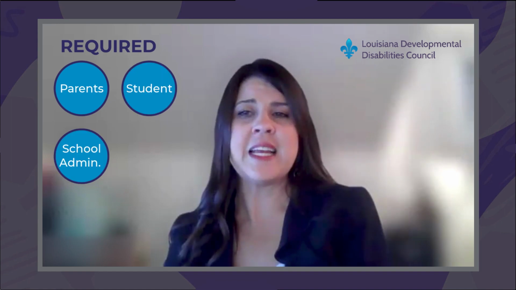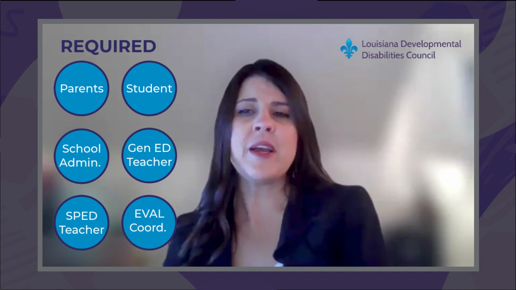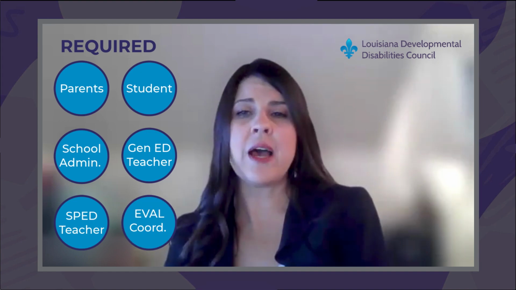The following people must be invited and allowed to participate in the IEP process and meeting: the parents or legal guardians of the student, an officially designated representative. This is usually a member of the school administration, general education teachers, special education teachers. An evaluation coordinator is required for the initial IEP meeting.